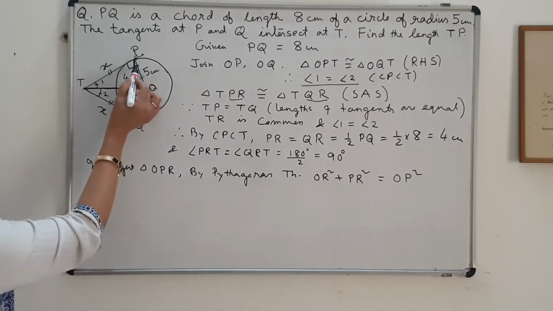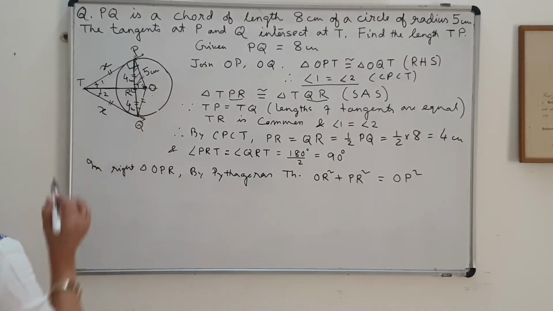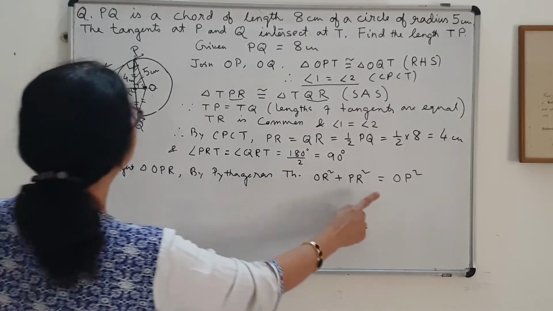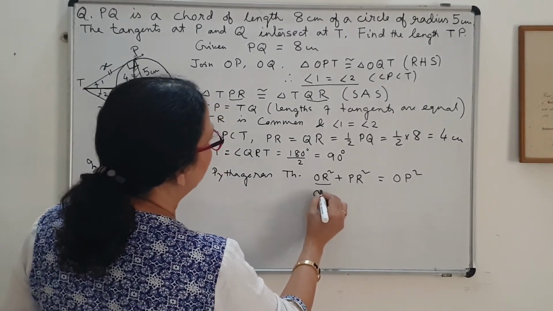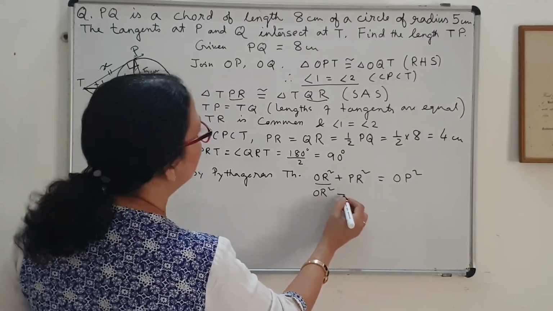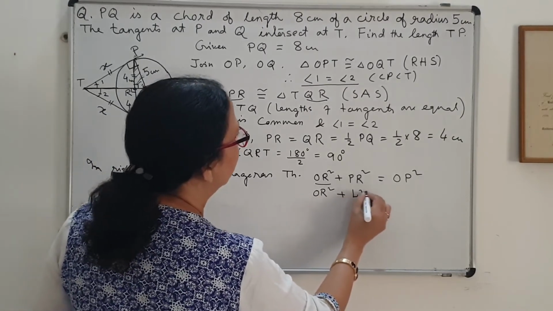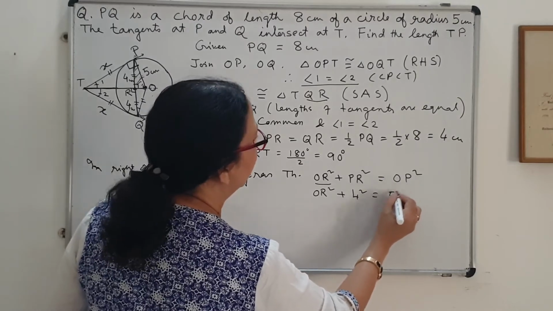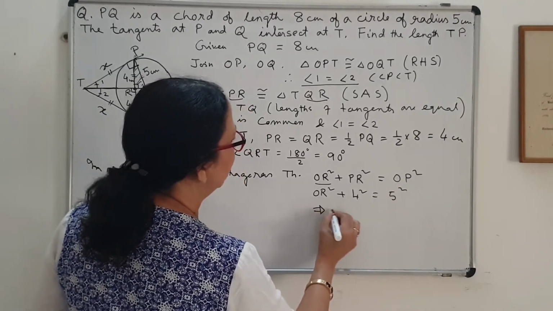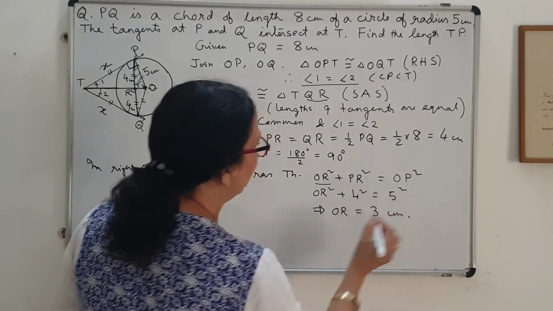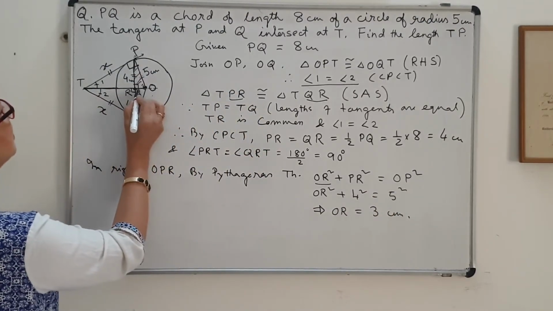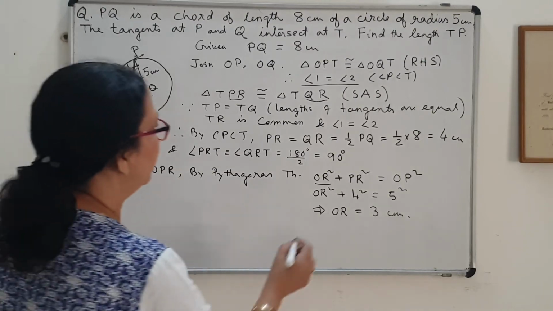So you can obviously see this right triangle. By Pythagoras theorem I get this. Now put the values. I can find out the value of OR square: PR is 4, square it, OP is 5, square it. By solving this I can very easily find the value of OR to be 3 centimeter. As you know, 3, 4, 5 is a Pythagorean triplet. So this is your 3. This much I have derived.